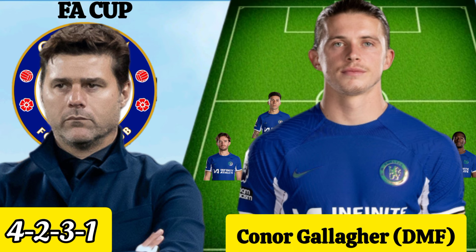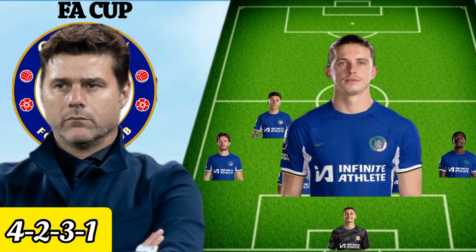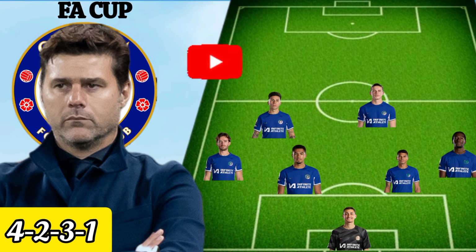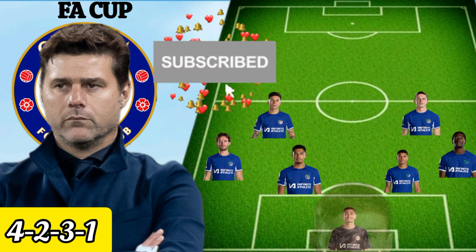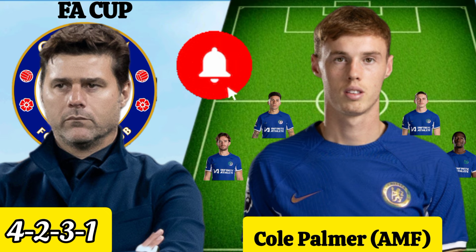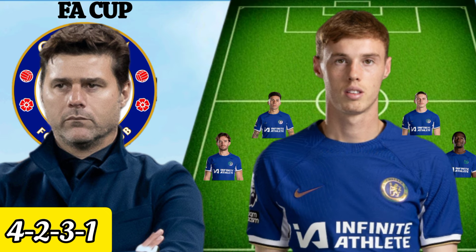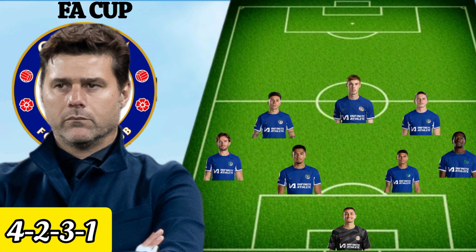Conor Gallagher, after providing two assists against Middlesbrough, could be used as a defensive midfielder. Cole Palmer, after scoring two goals against Middlesbrough, could also be used as an attacking midfielder in the formation 4-2-3-1.